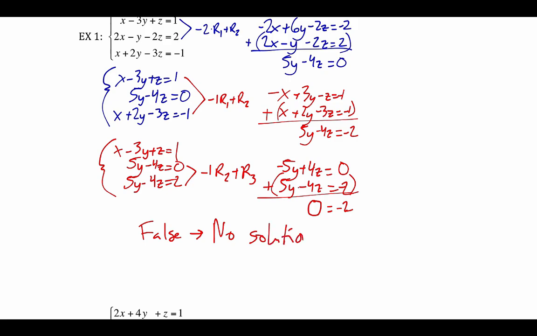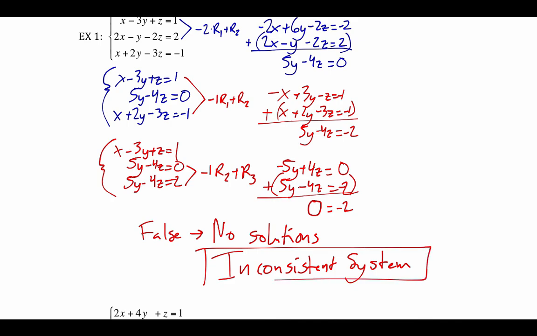So unfortunately, this is a case where we ended up with a good amount of work, and we end up finding no solutions. Now, if we end up with a system that has no solutions, we call it an inconsistent system. They do not intersect all at one point.